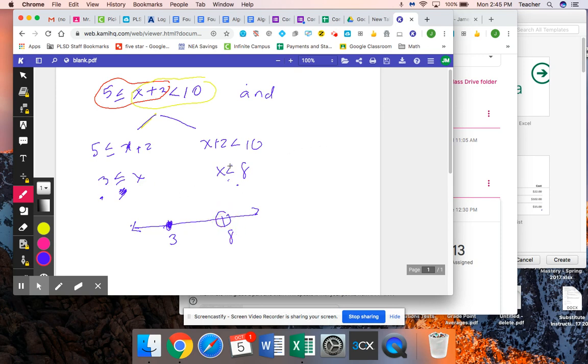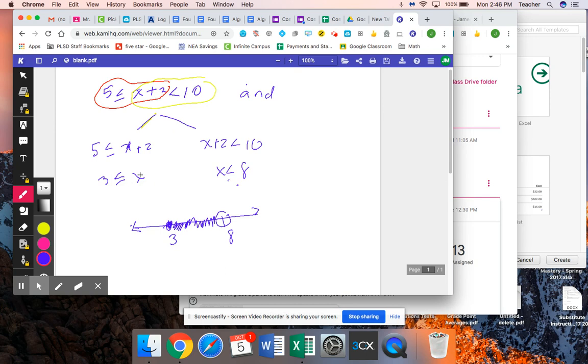Now I just need to do the shading. It's where both of them are true. X is greater than 3 and x is less than 8. Sorry, let me restate that. X is greater than or equal to 3, and at the same time, x is less than 8. So if it's greater than or equal to 3 but less than 8, I'm talking about this area right here. Right? And that's how we would do that one.